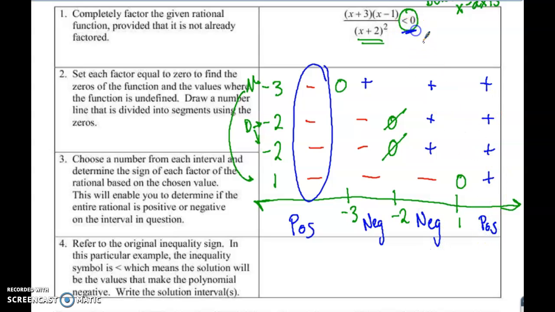So again, being below the x-axis means we want negative values. And we do not want to include, so -3 to -2. So parentheses is what I was trying to say there. And then from -2 to 1 is your final answer here.